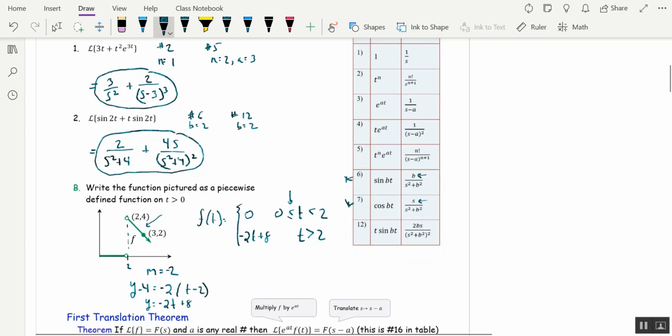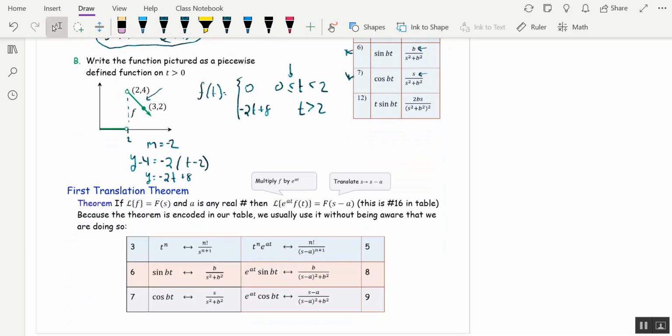Okay, first translation theorem, this won't take us long at all. First translation theorem relates the Laplace transform of a function to the Laplace transform of that same function times e to the at. So it's easiest to see it with an example here, comparing formulas 3, 6, and 7 to 5, 8, and 9. Look what happens to the Laplace transform, for example, of t to the n. When I multiply by e to the at, it's the same formula except with s replaced by s minus a.